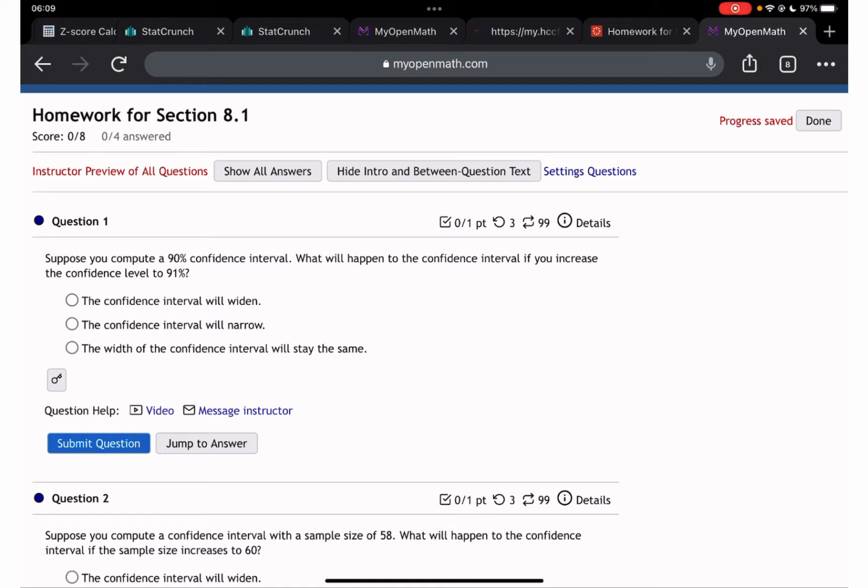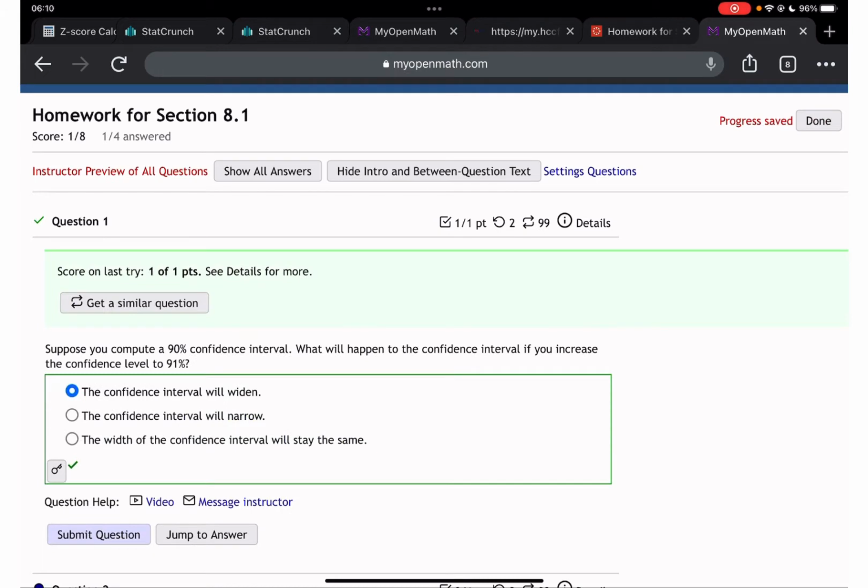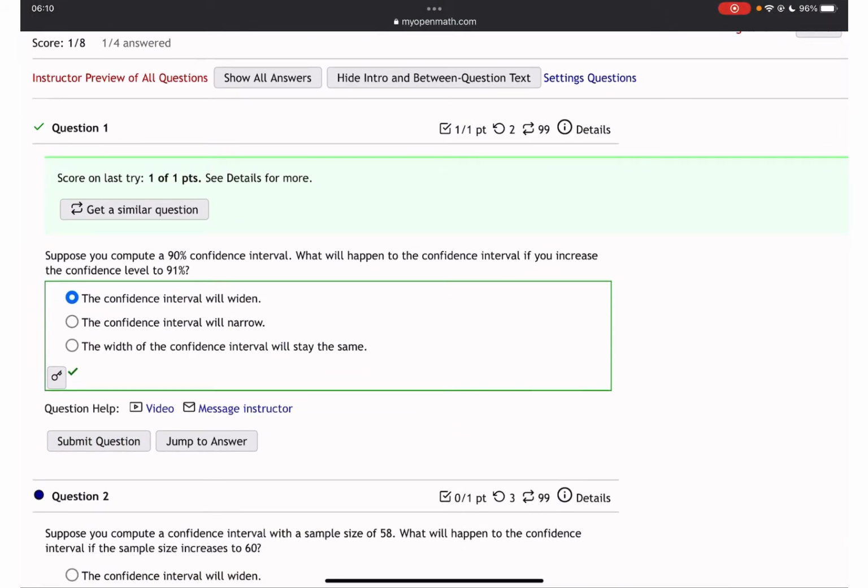Suppose you compute a 90% confidence interval. What will happen to the confidence interval if you increase the confidence level to 91? When you increase the confidence level, the confidence interval will also widen, because it's going to give a greater level of confidence. Let's submit and check. Correct. Accordingly, if we decrease the confidence level, the confidence interval will narrow.